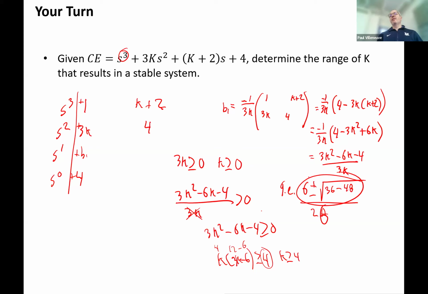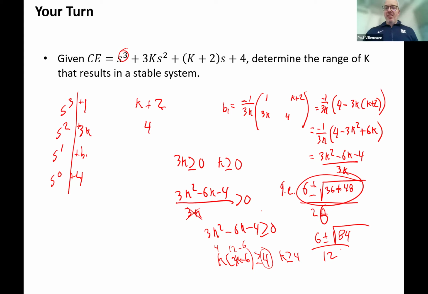We're dead in the water because it's 36 minus 48. That's a complex number. Wait, that'd be plus 48 because you're multiplying negatives. Oh yeah, negative times negative is plus 48. Oh, we're good. Geez, I'm all over the place. So it's 6 plus or minus the square root of 36 plus 48, which is 84 over 12. What's the square root of 84?